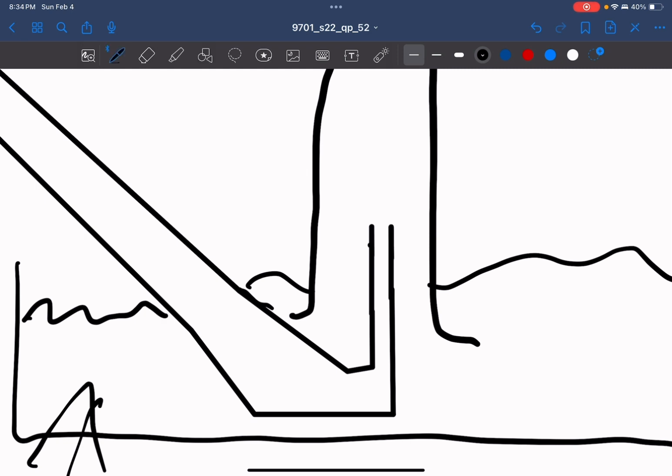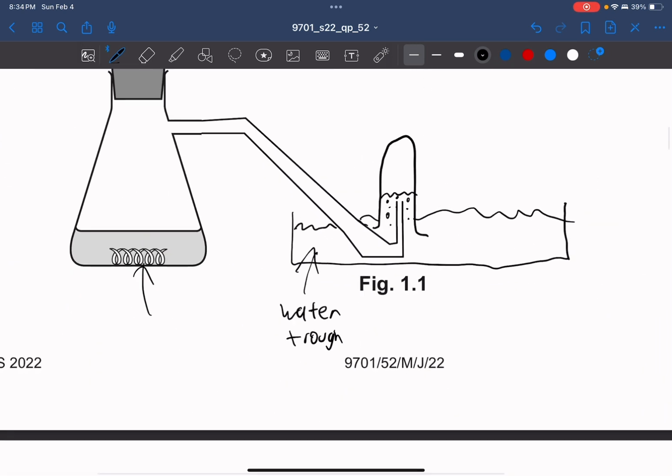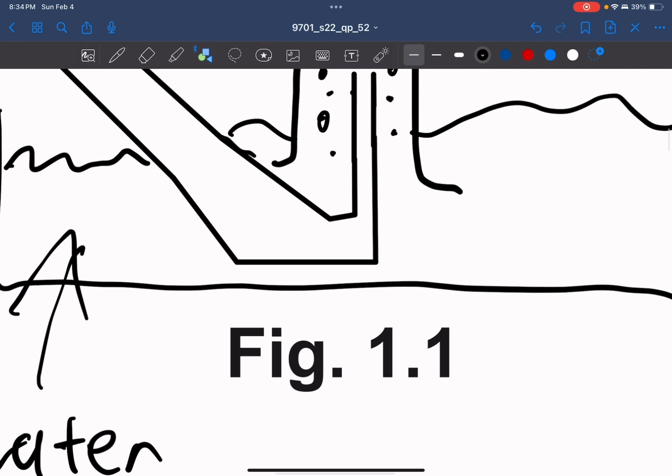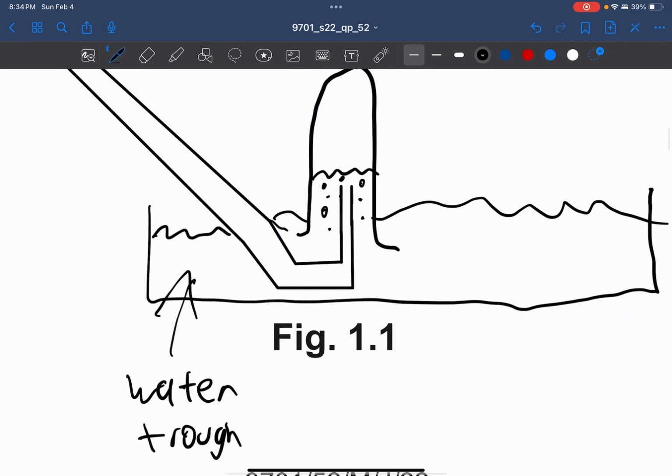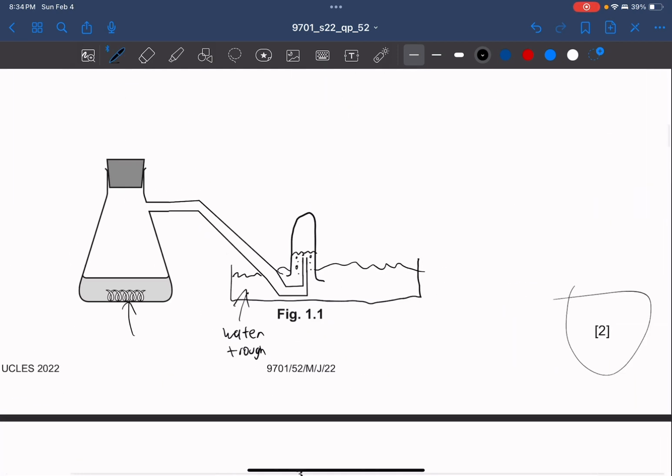So maybe the water level is going to be somewhere around here, and then the gas is going to bubble up and come up there. This is probably not the best drawing, but I think for an examiner it should suffice, and they should get the point to get the 2 marks. So the first mark is that it's sealed. The second is the delivery to a measuring cylinder.